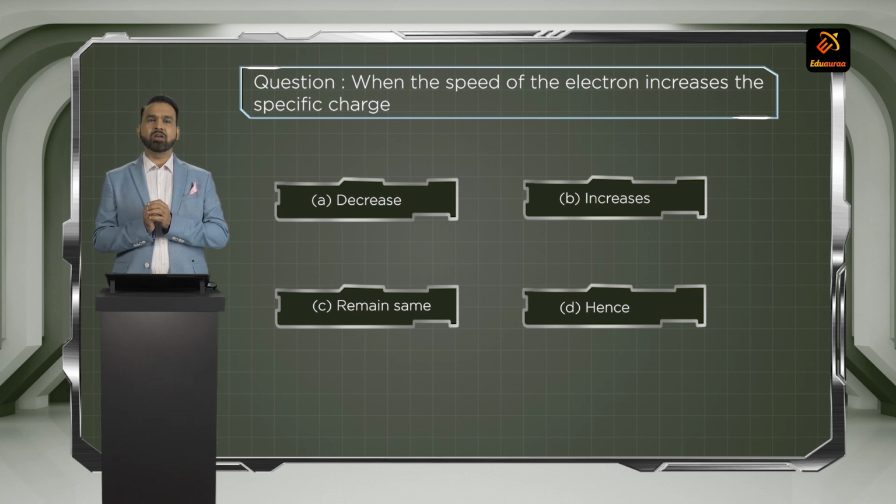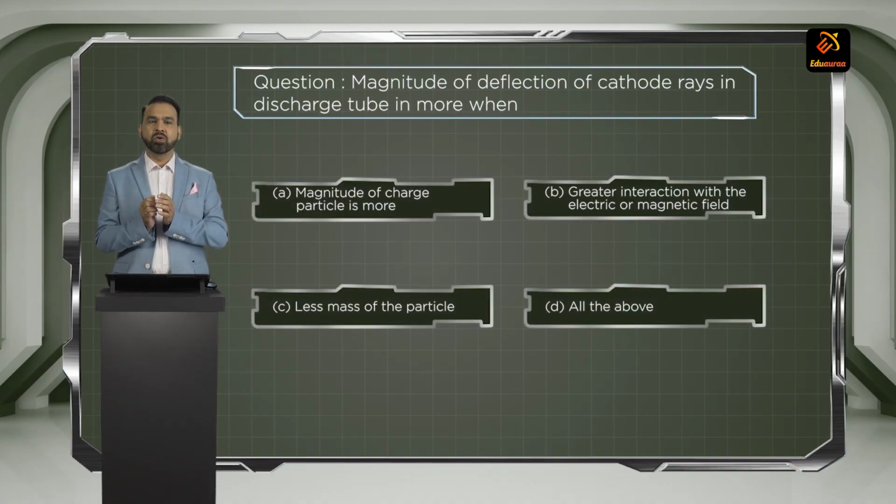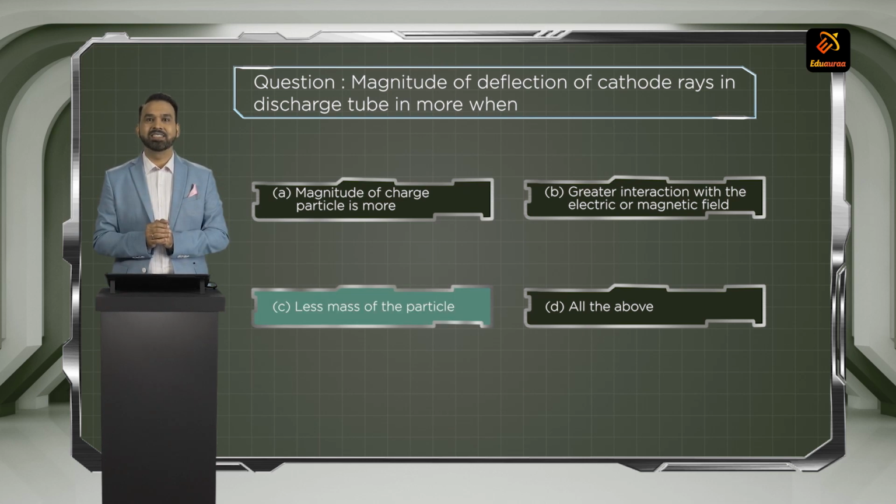When the speed of the electron increases, the specific charge. When the speed of an electron increases, what happens to the specific charge? It decreases, right? So A is the correct answer. So that's the relation between specific charge and speed of an electron. Next question. The magnitude of deflection of cathode rays in a discharge tube is more when? We have just seen a question related to this. When the mass of the particle is less, deflection will be more. When the mass is more, deflection is less. So choice C is the correct answer.